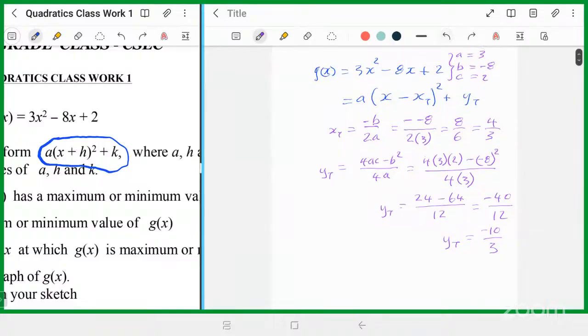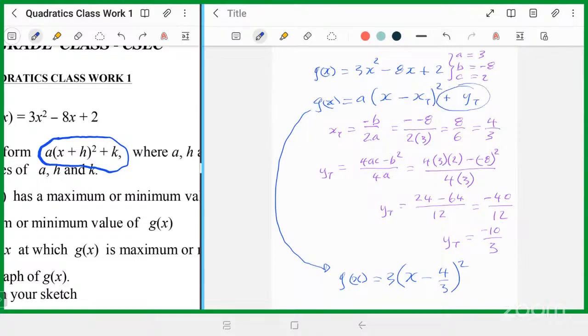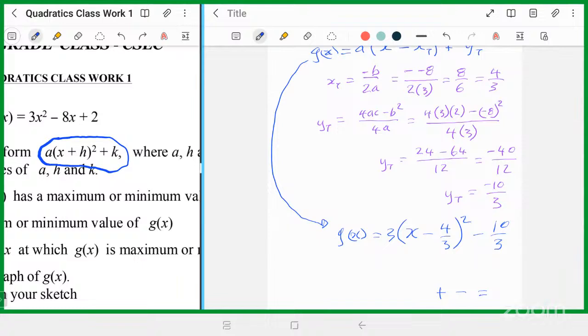It means then that I can write this expression now for g of x. Alright, g of x. I can now write it down here and put it in this form that they wanted. The question wanted us to put it in that form. So the g of x then becomes equal to the a is 3, and it's x minus, and the xt value is 4 over 3. Don't forget to put on the square, and then the plus yt is negative 10 over 3. Now some persons will put plus negative 10 over 3, but we can still just put minus 10 over 3, because plus times minus will be equal to minus.